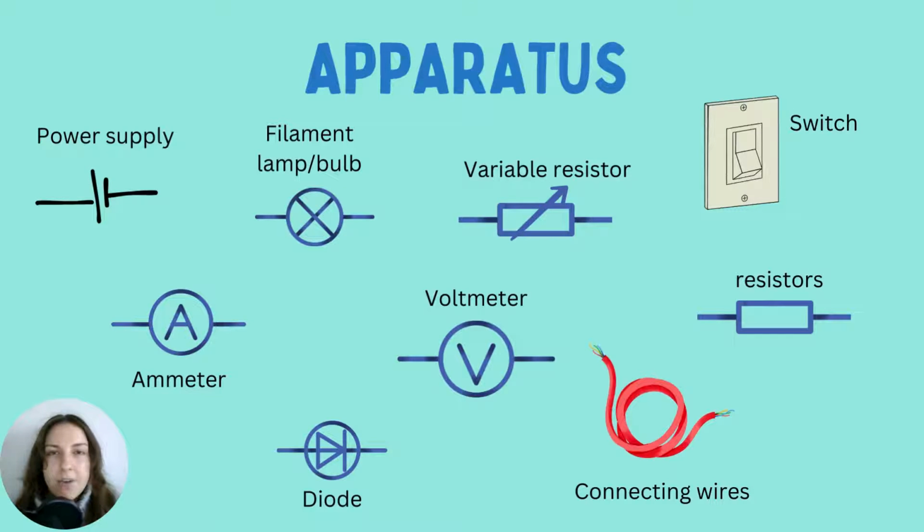You'll also need a variable resistor as well. You'll need the voltmeter and an ammeter to record the voltage and the current. And you'll need some connecting wires. And if you want to get really fancy, you can use a switch as well. This is so that you can turn the circuit on and off easily. You can also just disconnect one of the wires to break the circuit temporarily as well.